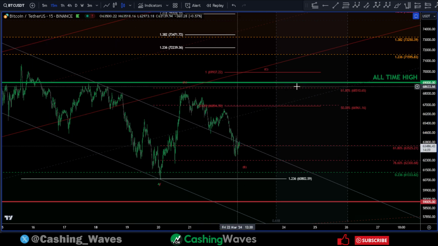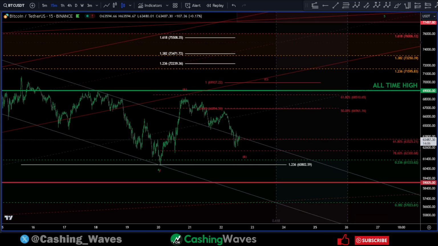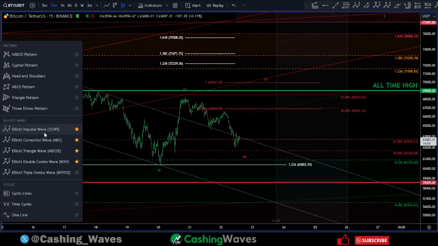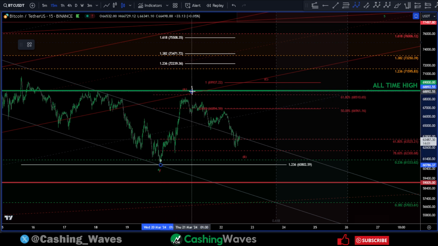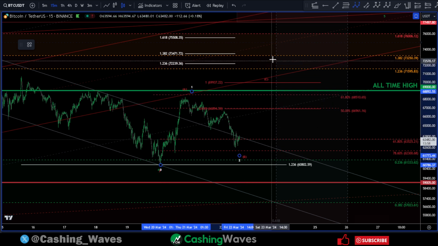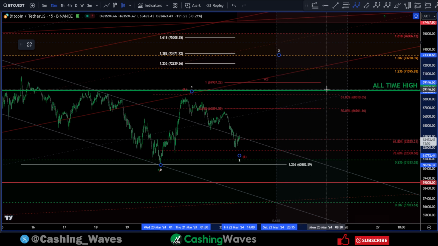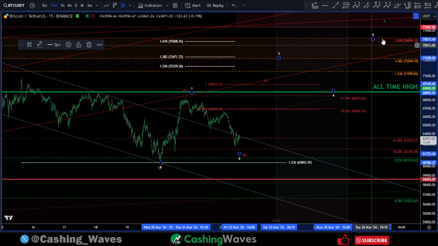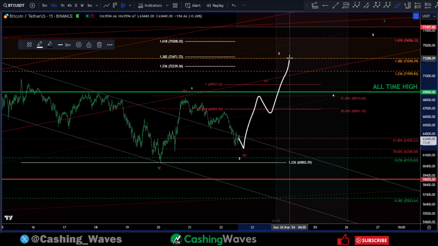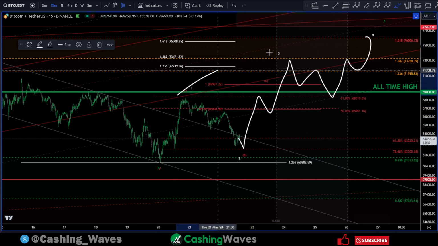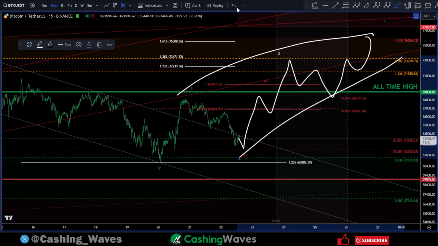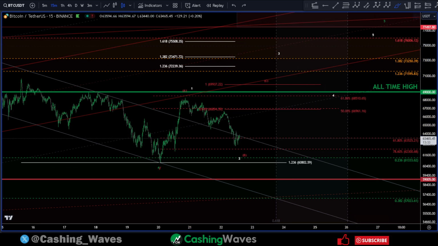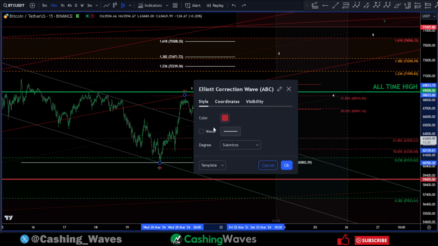Now, if we make a diagonal, again, we expect ABCs, but we expect just continuation. To the 382. Back, we might overlap, we might not, we don't have to. And then up to the 618, which comes just shy of our target there. And these would be in a series of ABCs. Like so.